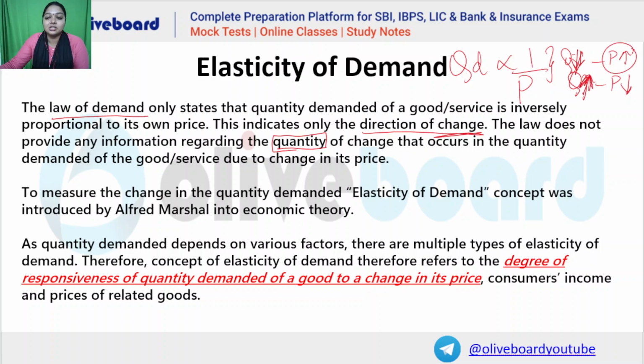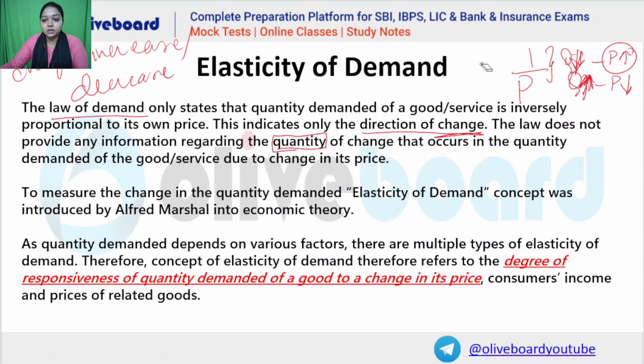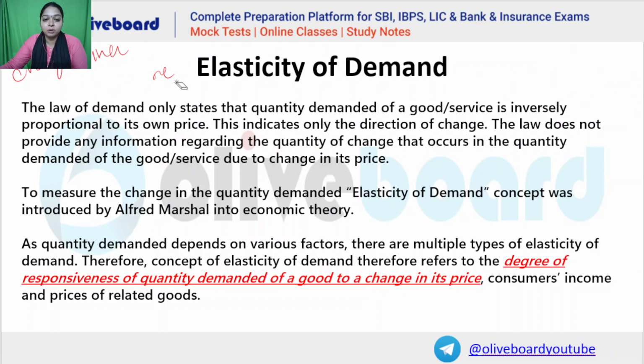See, change can include two things. Change can either be increase or decrease, right? So price can either increase or decrease. The law of demand states that when the price changes, what direction the demand will move in. That is okay. It is giving us very important information. But it is not giving us by how much quantity it is going to change. It is not telling by how much quantity demanded is going to change when the price is changing.